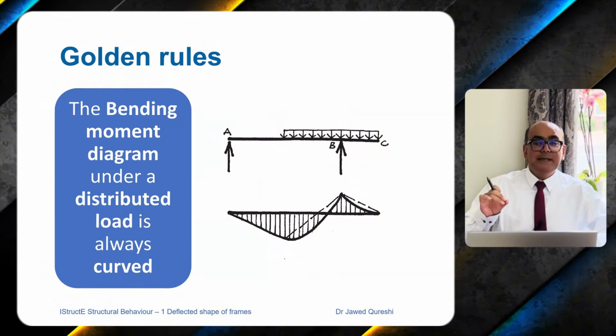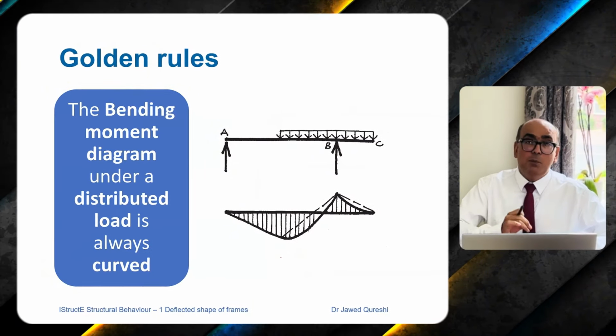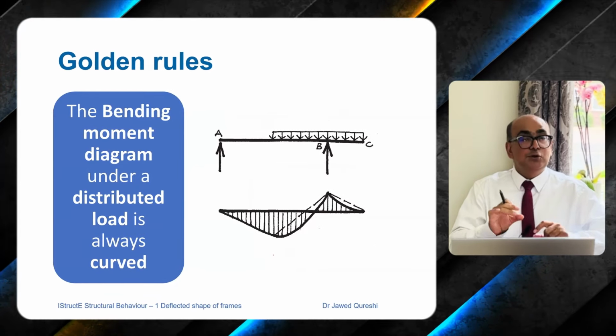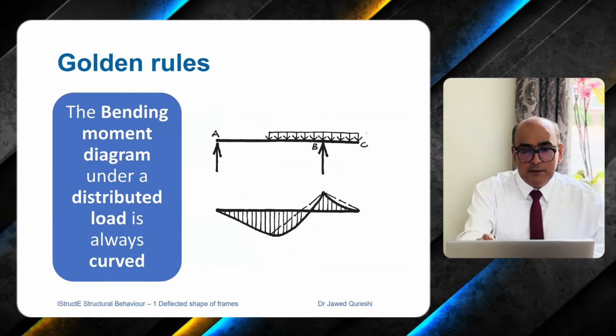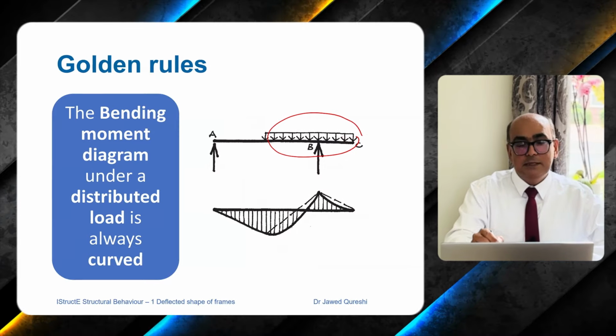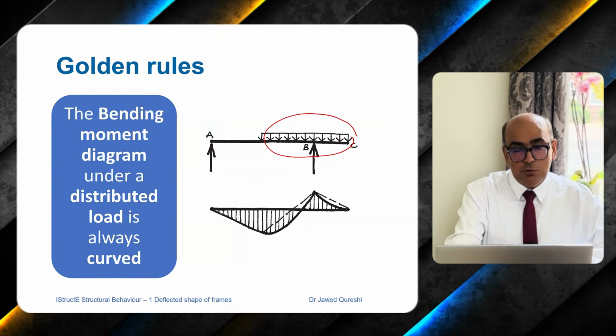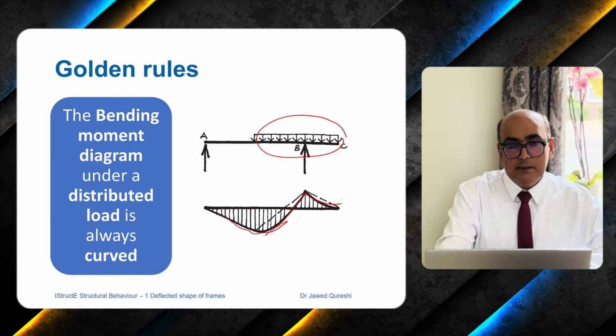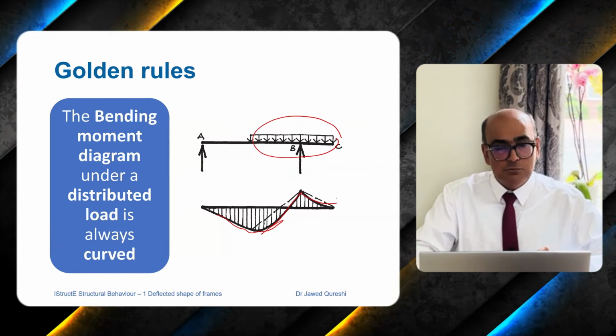Another rule is that the bending moment diagram under a uniformly distributed load is always curved. We will not have a straight line here. So here you can see we have a uniformly distributed load, and the BMD, bending moment diagram, is a curved line. So remember this rule as well.